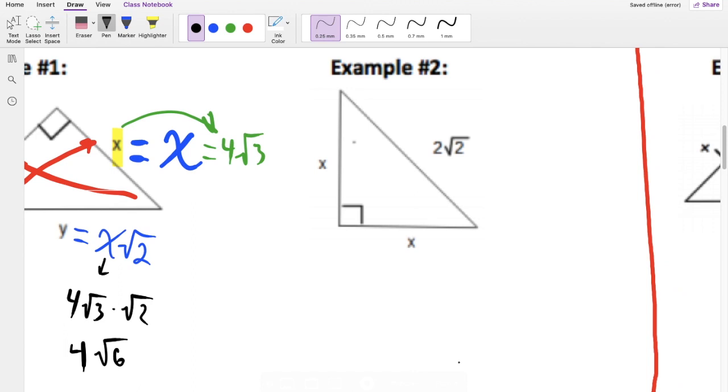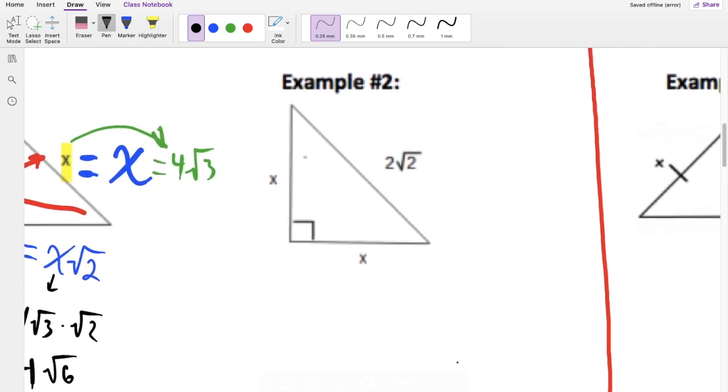Looking at the next example, again, I'm going to start this example off by setting each side equal to the variable of x, or x times the square root of 2. In this problem, I again know that this is a 45, 45 because these two sides are the exact same variable, so they're already equal to x. That makes this an isosceles triangle, and the only way to make an isosceles triangle with a 90 degree angle is for each of these to be 45.